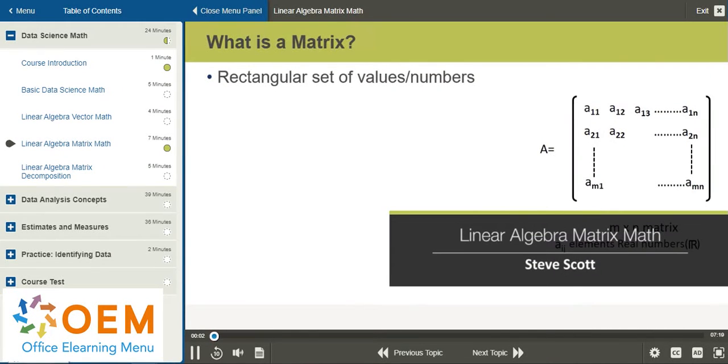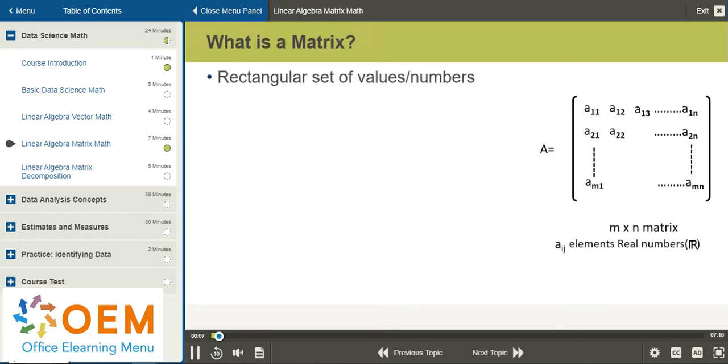In this video, I'm going to go over some of the basics of matrices and define addition, scaling, transposition, and multiplication operations for matrices. So what is a matrix? Well, it's just a rectangular set of values or numbers.